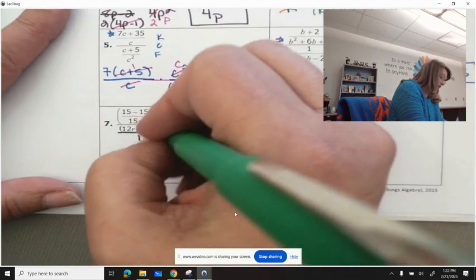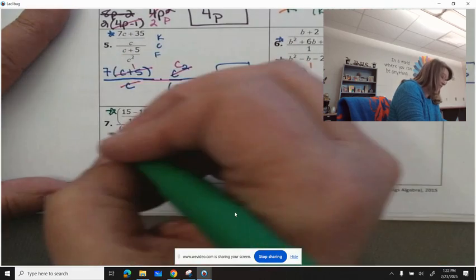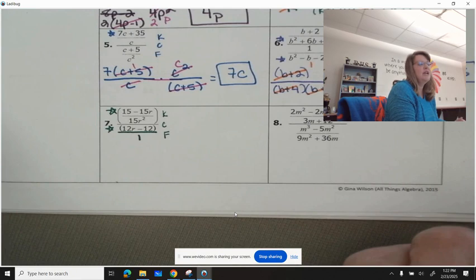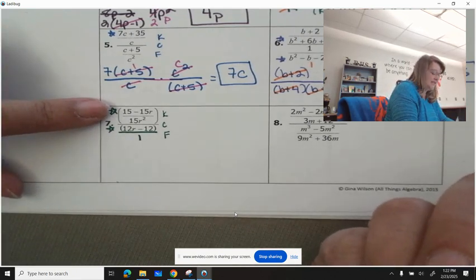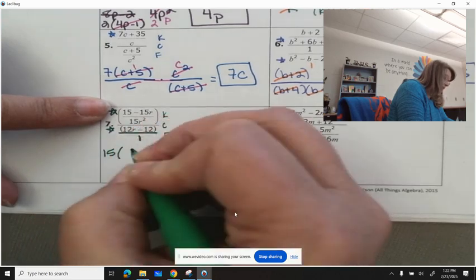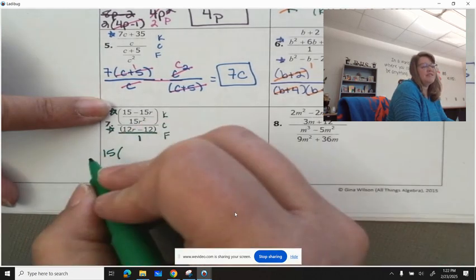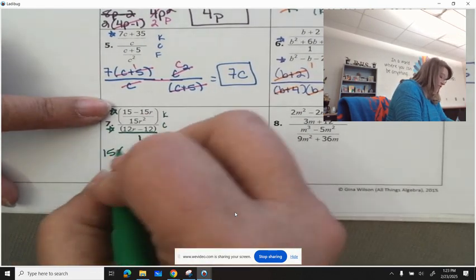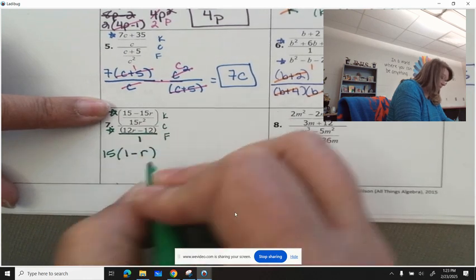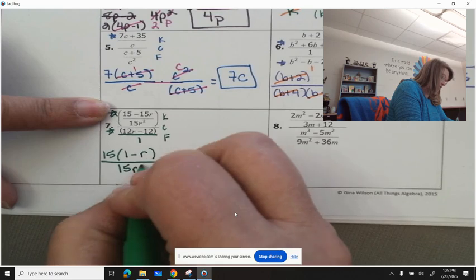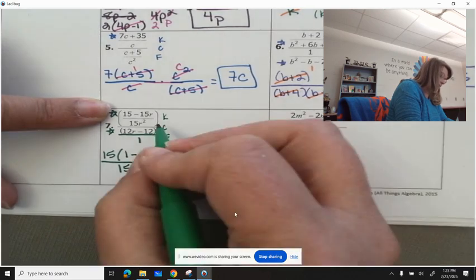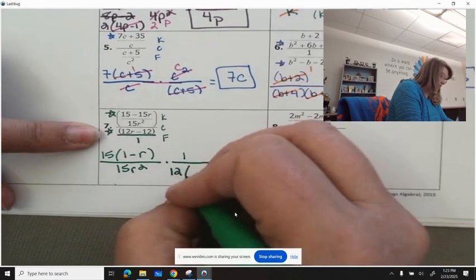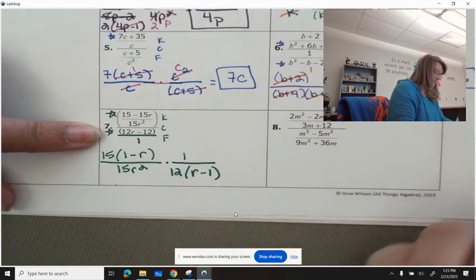So keep, change, flip. And it looks like this has a GCF and this also has a GCF. So I'm going to be able to factor those as I bring them down. So 15 minus 15r, I can definitely take a 15 out of that, leaving me, remember, when you take out a GCF, it never eliminates a term ever. So 15 divided by 15 is 1 minus r over 15r squared times, change my division to multiplication, and then this is going to be 1 over, take out a 12, and that leaves r minus 1.